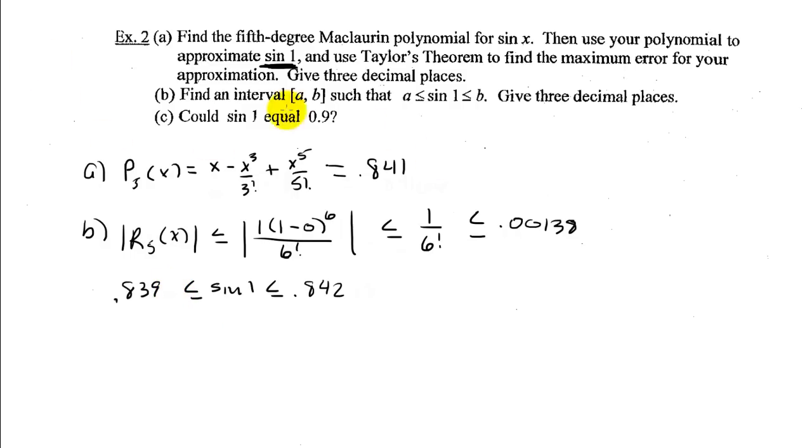All right, let's go back to the pen. Could sine of 1 equal 0.9? Well, 0.9 would be over here, so letter C, no, 0.9 is out of the interval.